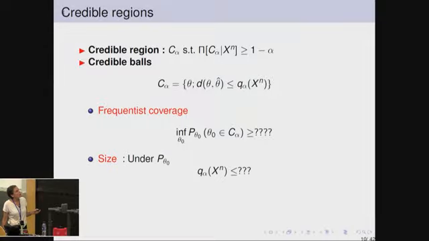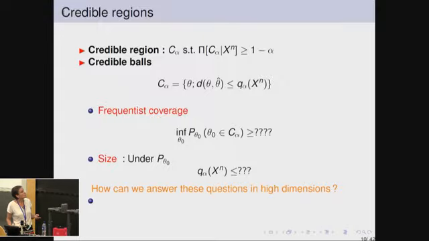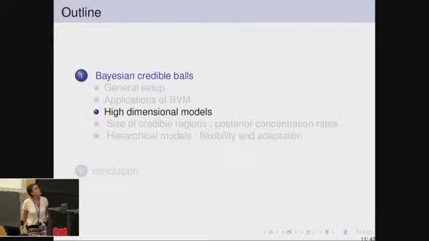The second kind of question I'll be looking at is the size of the region. How large is my region? Because if I choose Q alpha of xn to be infinity, then of course I have good confidence, but I have absolutely no precision. What I want is the smallest possible regions, but with the highest possible confidence. That's a balance between the two. And the question is really, now that you're in high dimensions, the prior doesn't completely disappear, so what's going on?